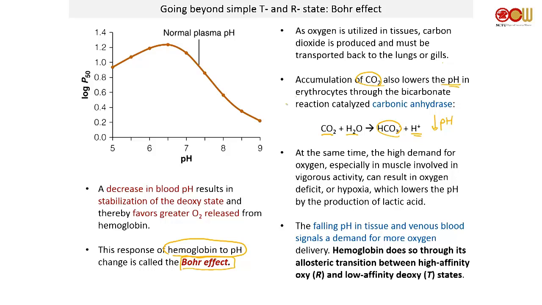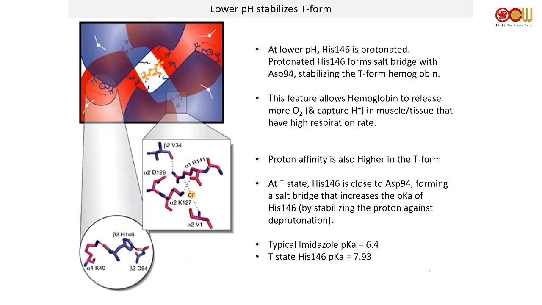At the same time, the high demand of oxygen, especially in muscles involved in vigorous activity, can result in oxygen deficit or hypoxia, which lowers the pH by the production of lactate. That's what I mentioned. So the falling pH in tissues and venous blood signals a demand for more oxygen delivery. And hemoglobin is able to do this through its allosteric transition between the high affinity and the low affinity, so between R state and T state. So why is it that lower pH stabilizes the T form?